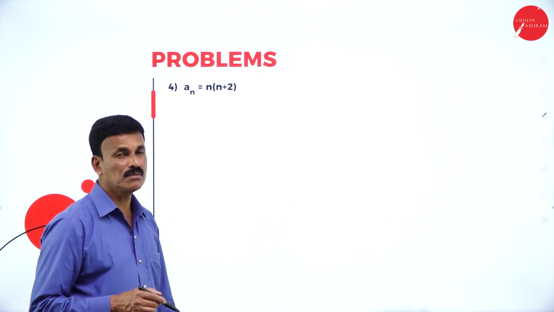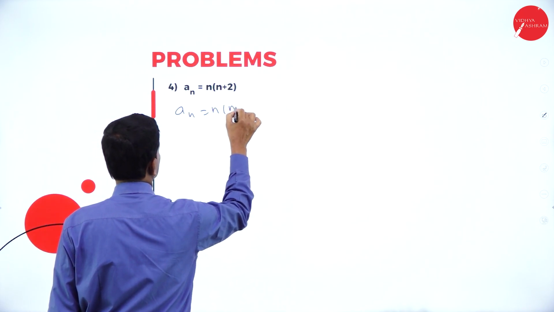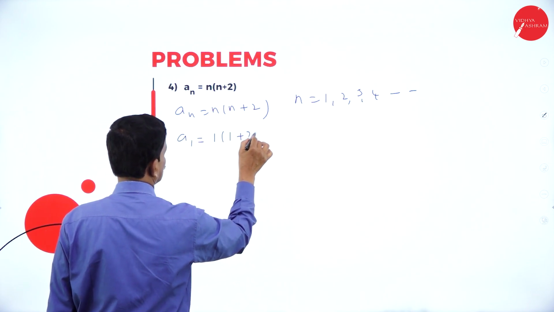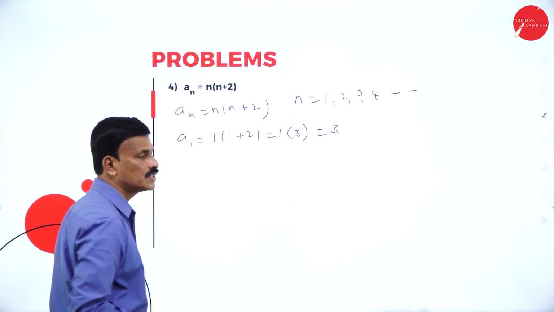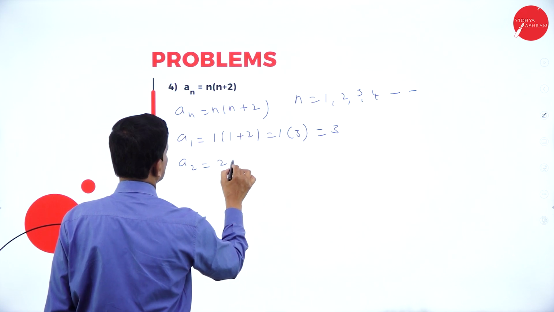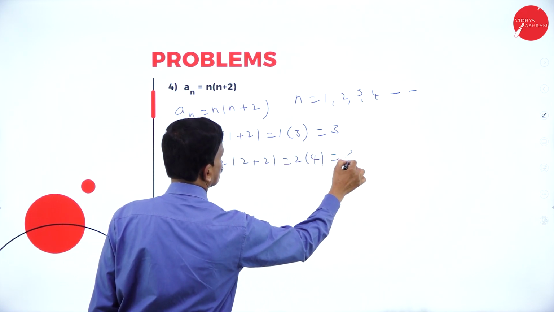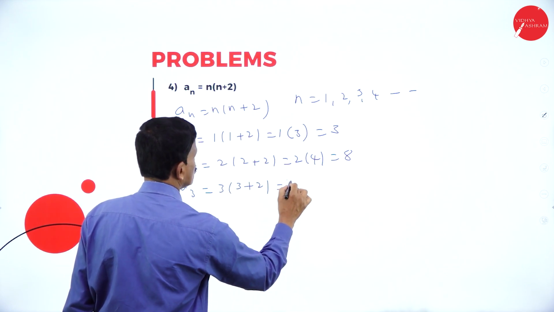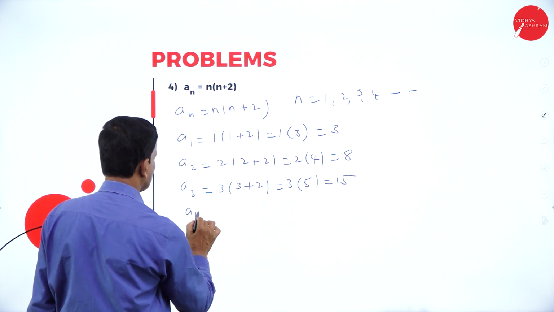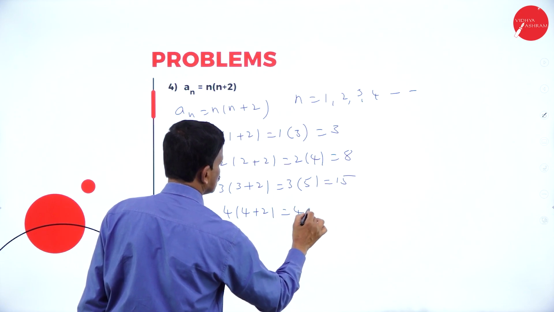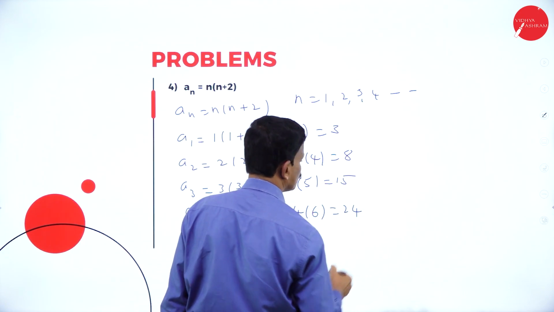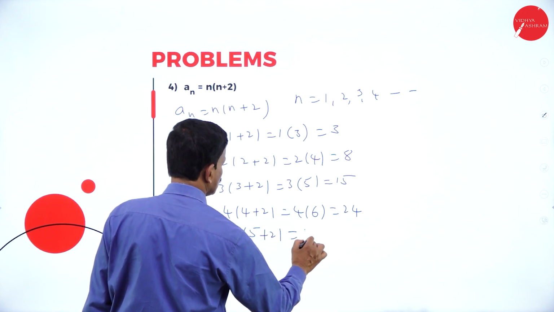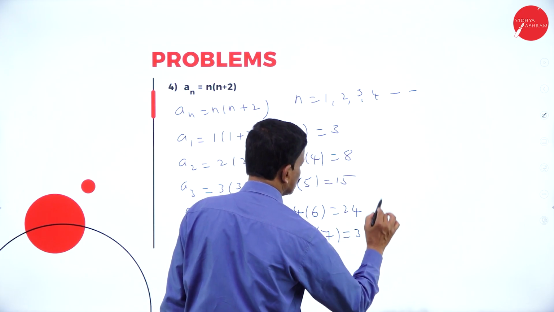So if an is equal to n into n plus 2, now what is given here? An is equal to n into n plus 2, where you can take n is equal to 1, 2, 3, 4, etc. If you put n is equal to 1, so 1 into 3, that's equal to 3, right? Next, if you put n is equal to 2, 2 into 2 plus 2, that is 2 into 4, that's equal to 8. If you put n is equal to 3, then you will get a3 is equal to 3 into 3 plus 2, that is 3 into 5, that's equal to 15. If you put n is equal to 4, 4 into 4 plus 2, that is 4 into 6, 6 fours are 24, right? Okay. Similarly, if you put n is equal to 5, what you will get? A5 is equal to 5 into 5 plus 2, 5 into 7, that's equal to 35, and so on.